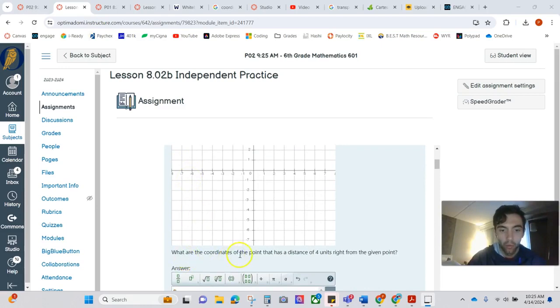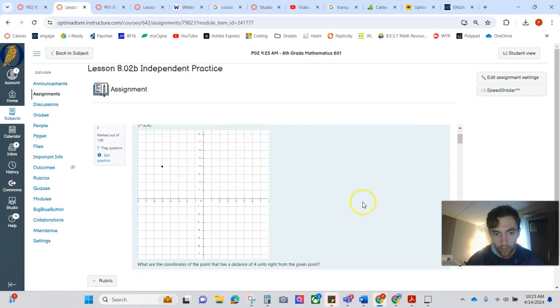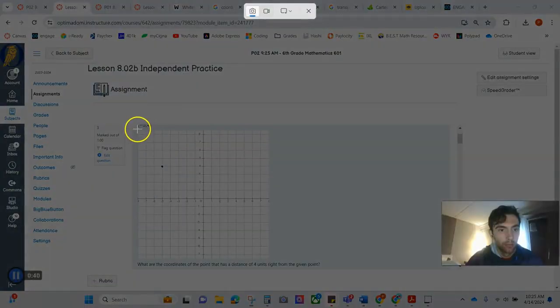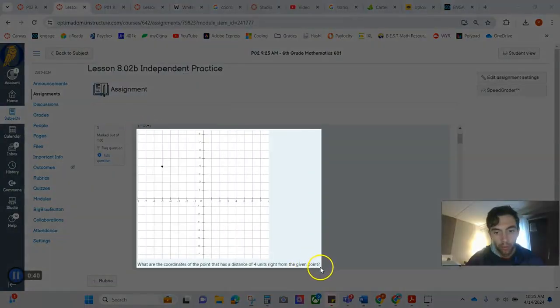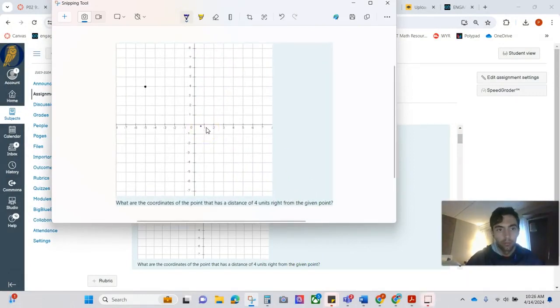Okay, what are the coordinates of a point that has a distance of 4 units to the right of the given point? Let's see. 4 units to the right. So here's my snip. Zoom in a bit. Here we go. 4 units to the right. So right is this way.